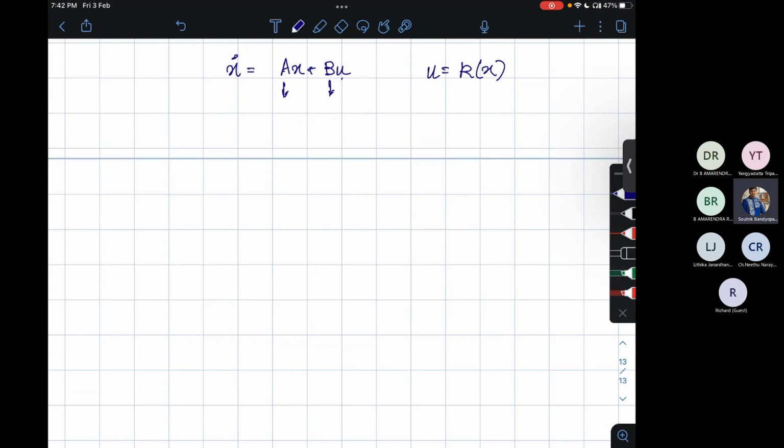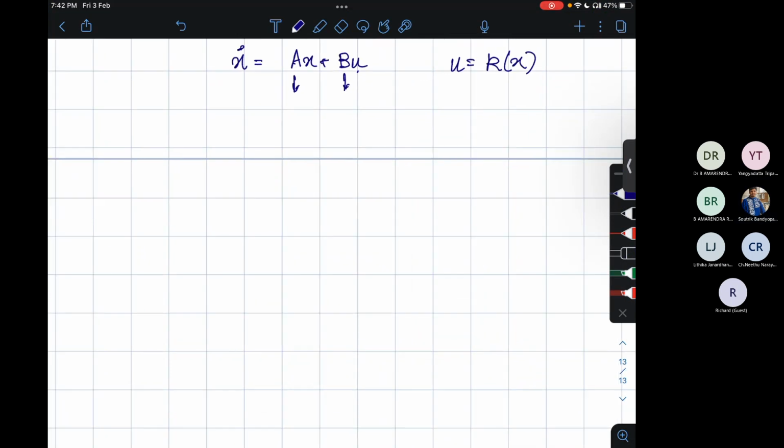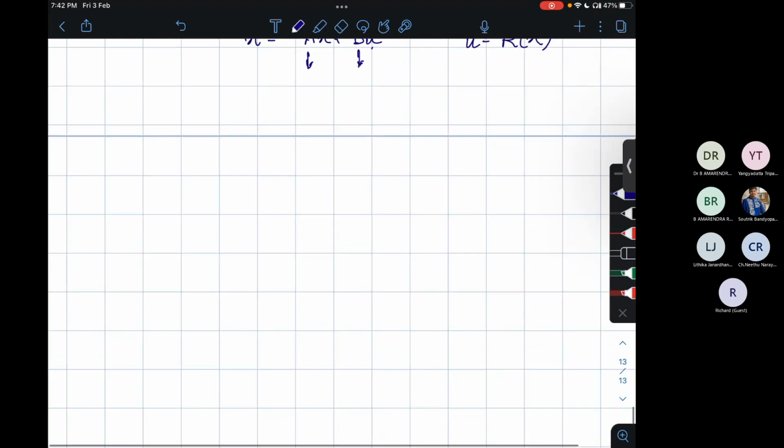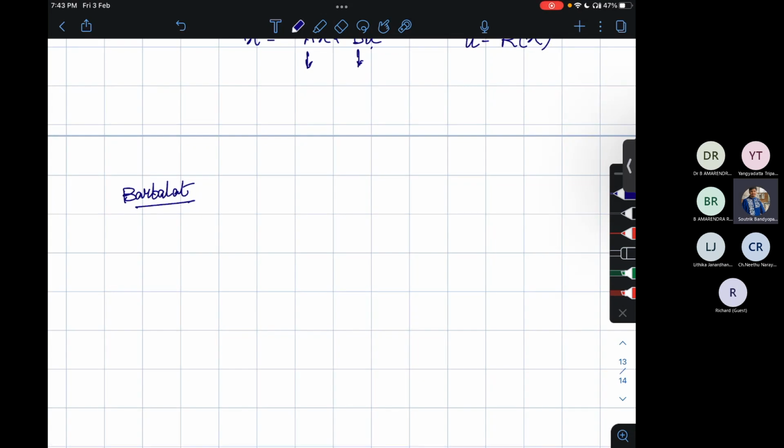So, Barbalat's lemma. Now, Barbalat's lemma, according to the definition, I'm not writing the entire definition, but I'm just giving a little bit of the intuition behind it.